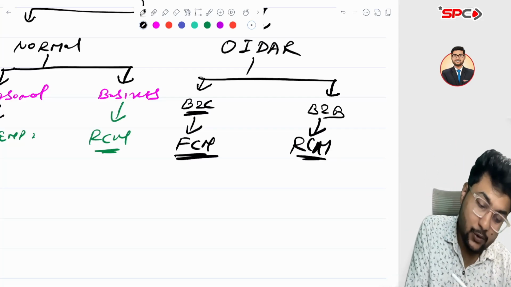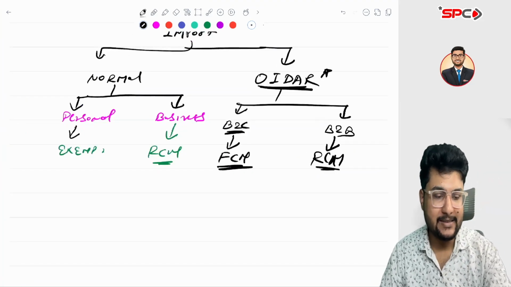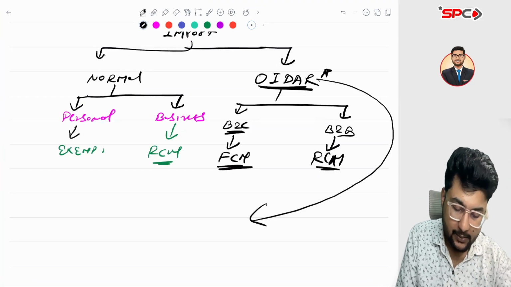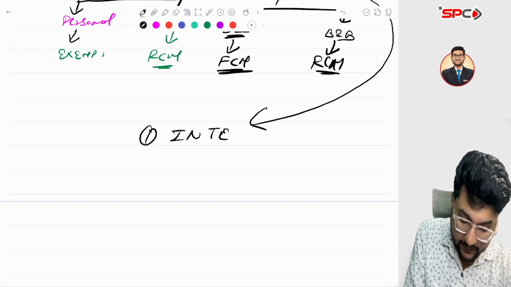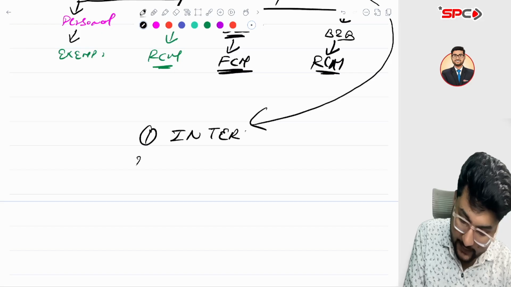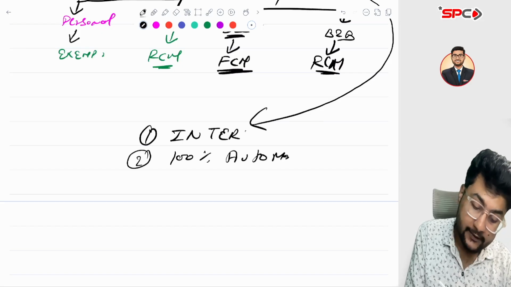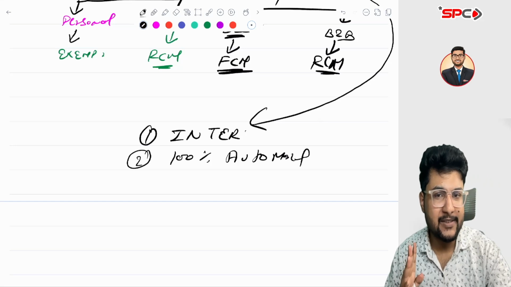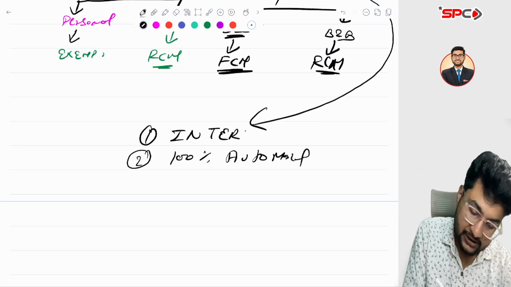Okay, what are OIDAR services? We will not cover it fully here. OIDAR services basically mean, I will give a brief, anything which is available on the internet and 100% automated. No manual intervention, meaning no manual PDF sending, no human intervention. Was it clear?